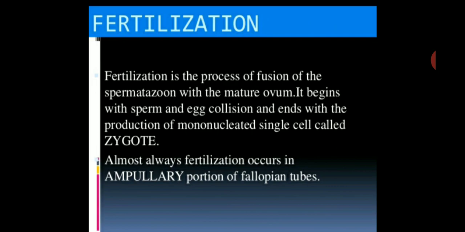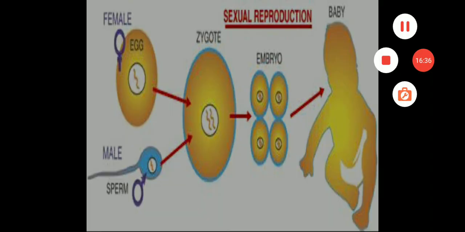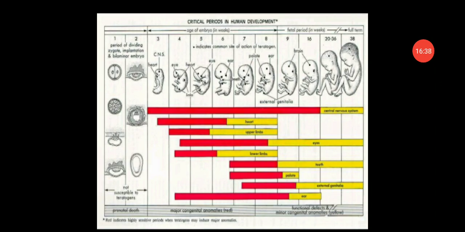ठीक है, तो ये सब अभी हमने पढ़ा है कि फर्टिलाइजेशन क्या होता है. It is the process of fusion of the spermatozoon with the mature ovum. It begins with sperm and egg collision and ends with the production of a mononucleated single cell called zygote. Almost always fertilization occurs in the ampullary portion of the fallopian tubes. Here female and male gametes form zygote, then embryo, and it converts into baby. You can see here this chart.